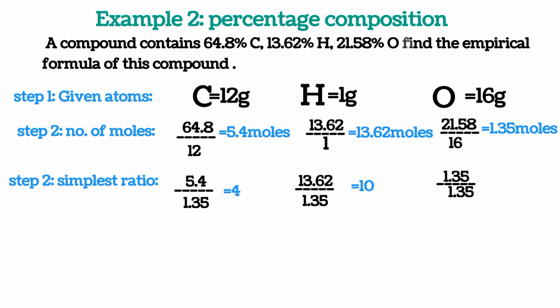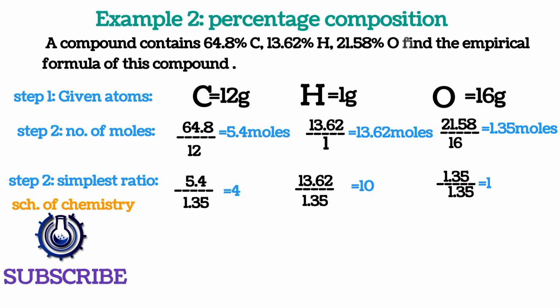So 5.4 divided by 1.35 will give you 4. 13.62 divided by 1.35 will give you 10. And 1.35 divided by 1.35 will give you what? 1. So that implies that carbon is equal to what? 4.